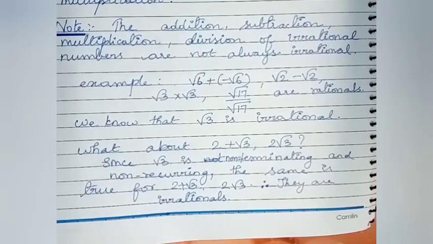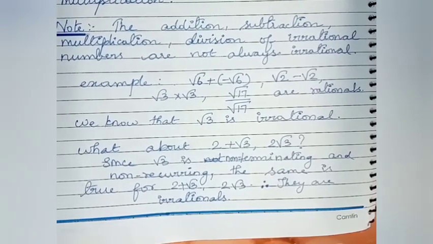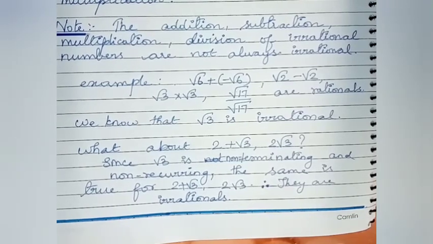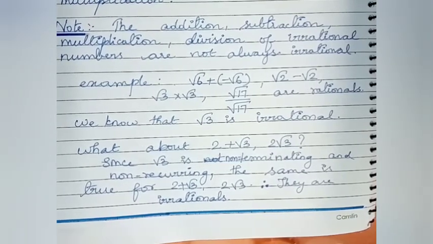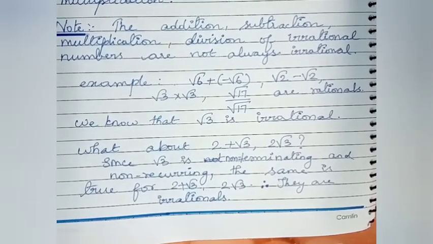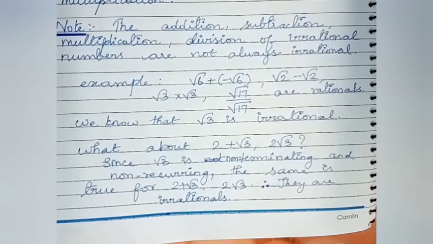Let me take an example, root 3. We know that root 3 is an irrational number. 2 is a rational number. 2 is an integer. It can also be considered a rational number because 2 takes the form 2 by 1. Now 2 is a rational number, root 3 is an irrational number. What happens when we add these two? That is, what is 2 plus root 3? What happens when we multiply these two? That is, what is the answer for 2 multiplied with root 3?